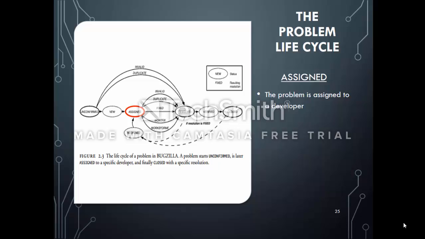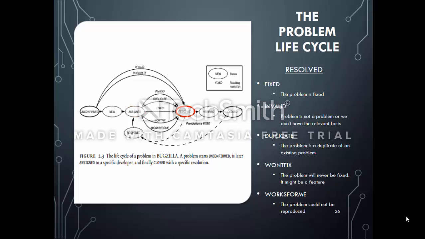A problem report is moved to the assigned state once the problem has been assigned to a developer. Once a problem is moved to the resolved state, its resolution tells us what has become of the problem report. Fixed indicates that the problem was fixed normally. Invalid indicates that the problem is not a problem or that we don't have enough relevant facts.